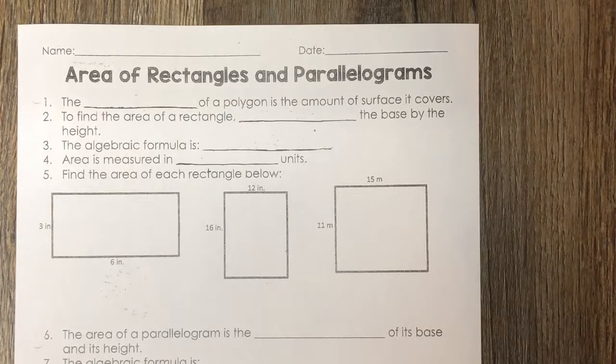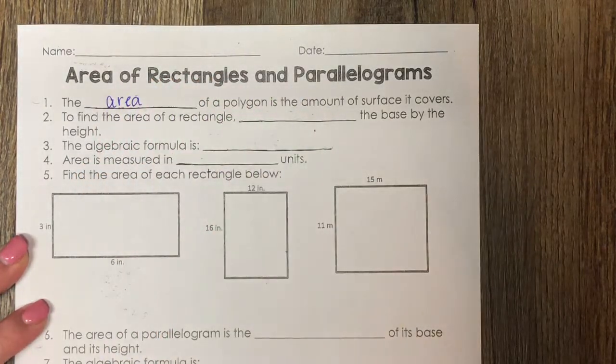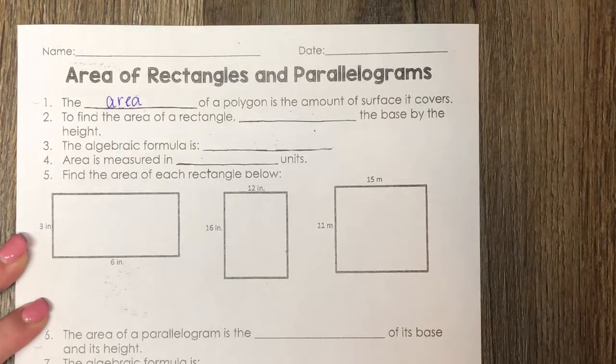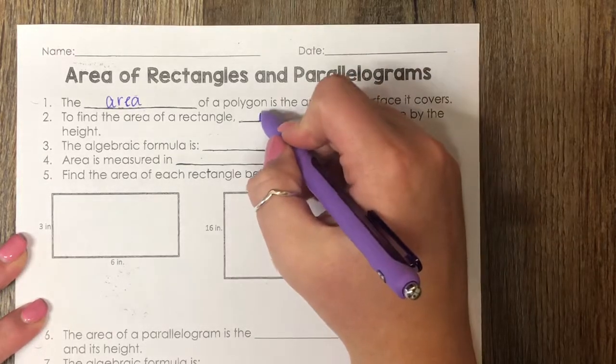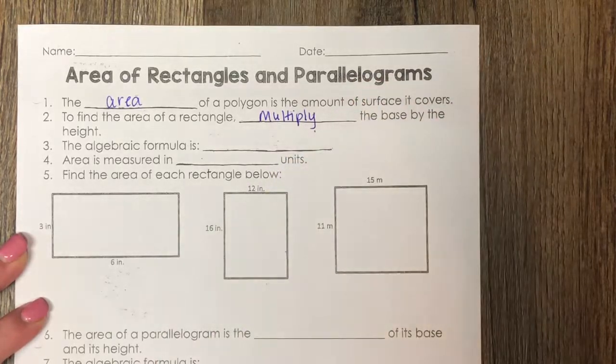Today we're going to talk about the area of rectangles and parallelograms. The area of a polygon is the amount of surface it covers. To find the area of a rectangle, multiply the base by the height.